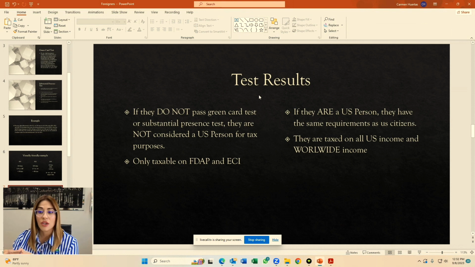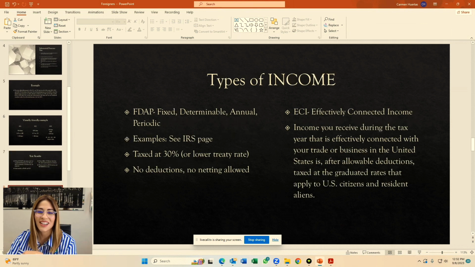If you are a U.S. person, then you're treated just like the citizens are. You have to pay taxes and declare everything, not only U.S., but worldwide income as well. Congratulations. All right. So 2 types of income, FDAP. So here you can see it. It stands for fixed, determinable, annual, and periodic. What do those words mean? We'll go into it in more detail in just a second.